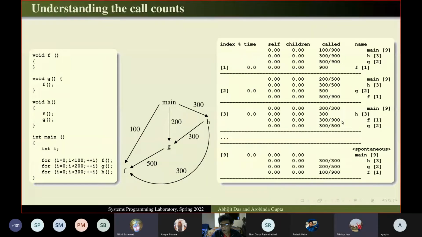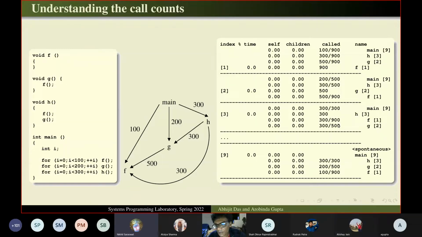Sir, is this not something we have already seen above also, like it is calling f 300 times out of 900? Yeah. Many things are repeated here, but anyway, it's complete information about the function h. Who called me, how many times I'm called, and how many functions I am calling. Several entries are repeated, but that doesn't matter.